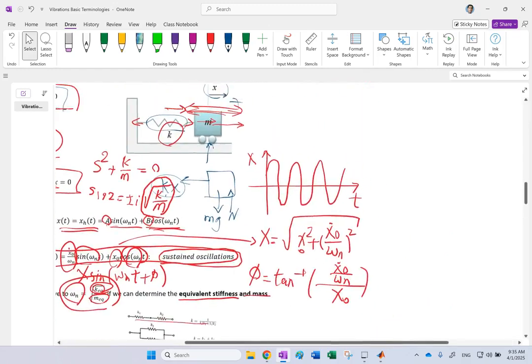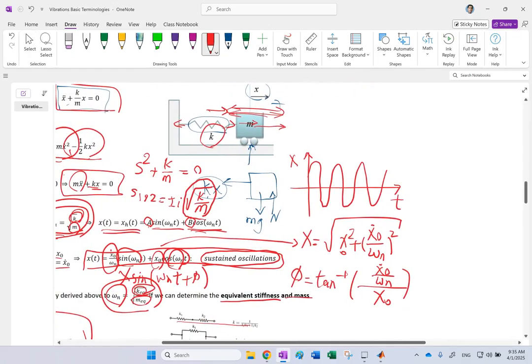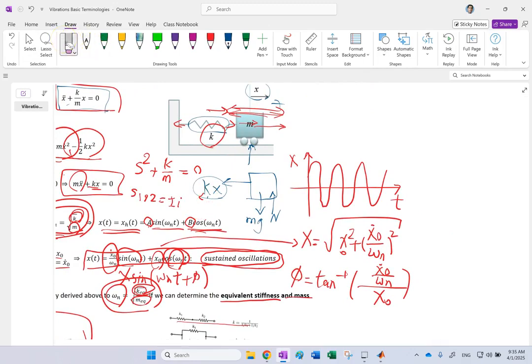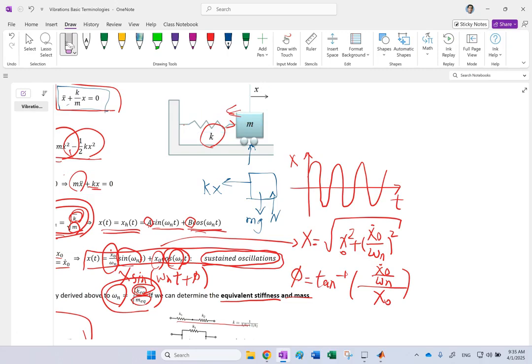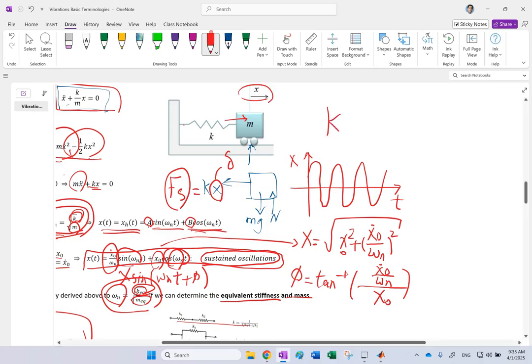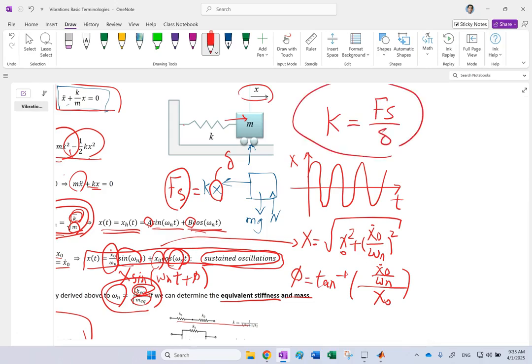Well, what is K in this system? K is defined as what? K is the ratio between the force of the spring and the deflection of the spring. So this X is the same as delta for this spring. That's how much this spring is being stretched or compressed. So this K is the spring force over the elongation of the spring, right? The stiffness, or the constant of the spring.